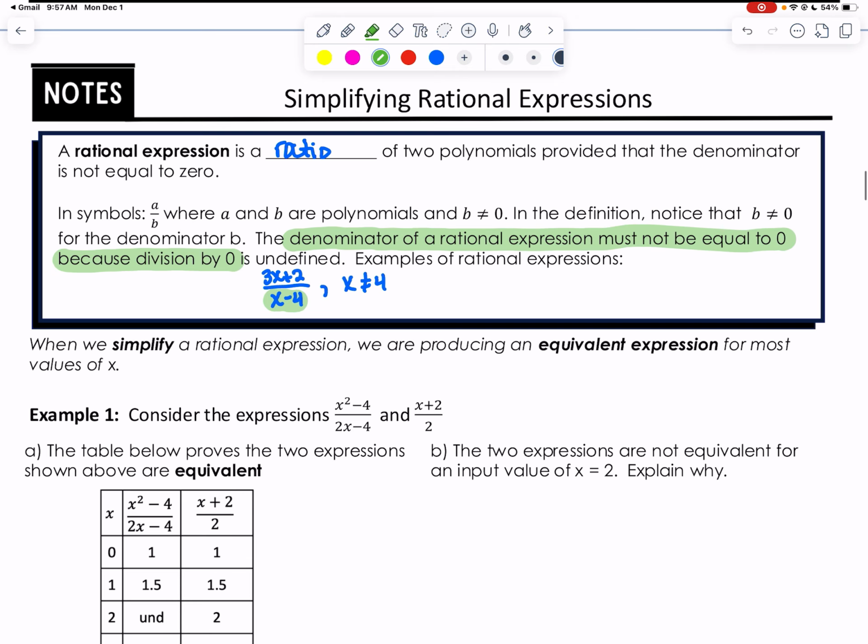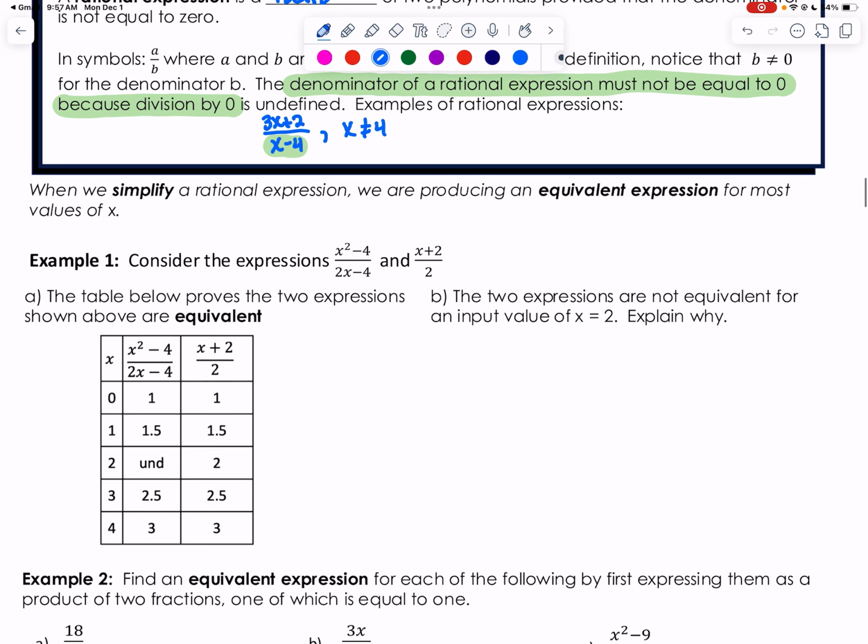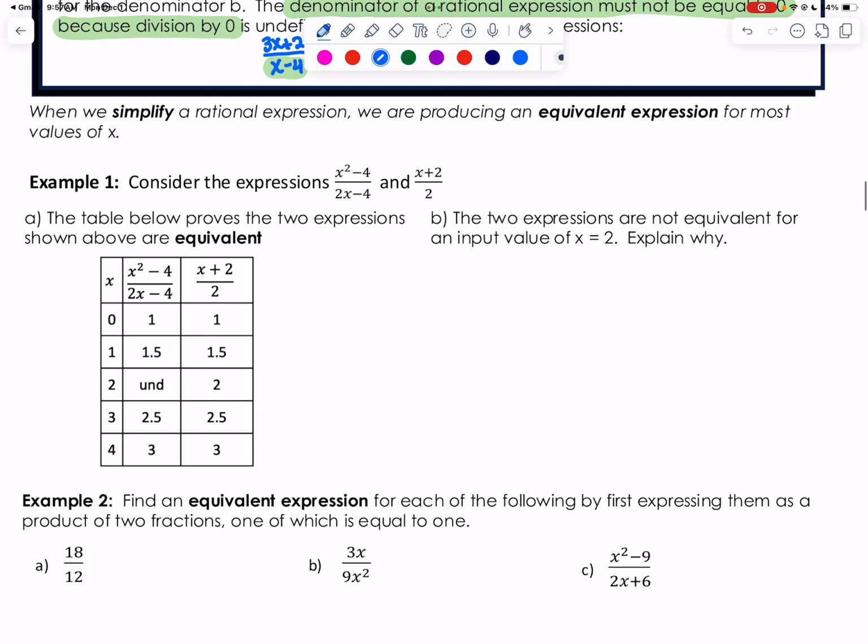Now, when we simplify a rational expression, we are producing an equivalent expression for most values of x. Let me just show you with numbers. If you had the fraction 4 over 8, we could say that is equivalent to 1 over 2. 1 over 2 would be the simplified version. We can also do that with rational expressions.